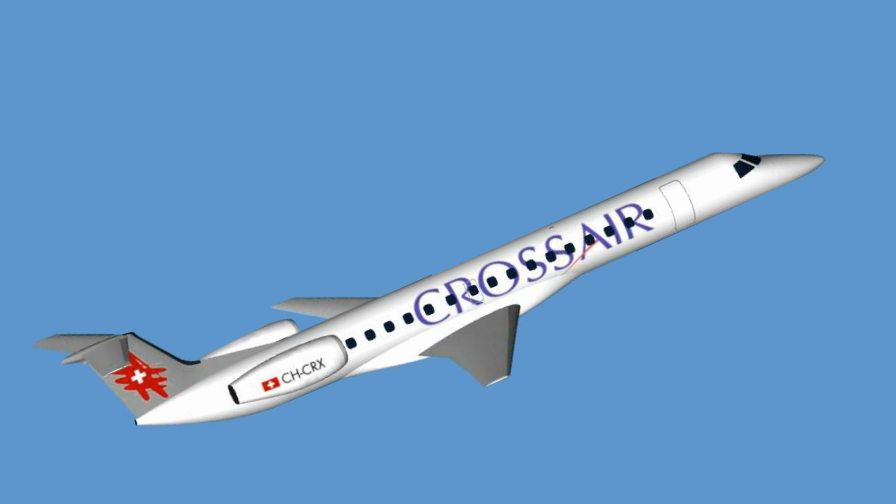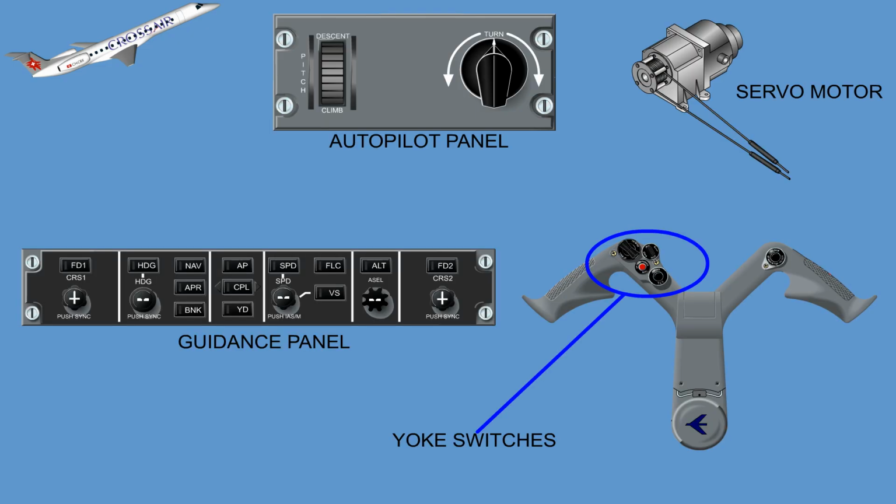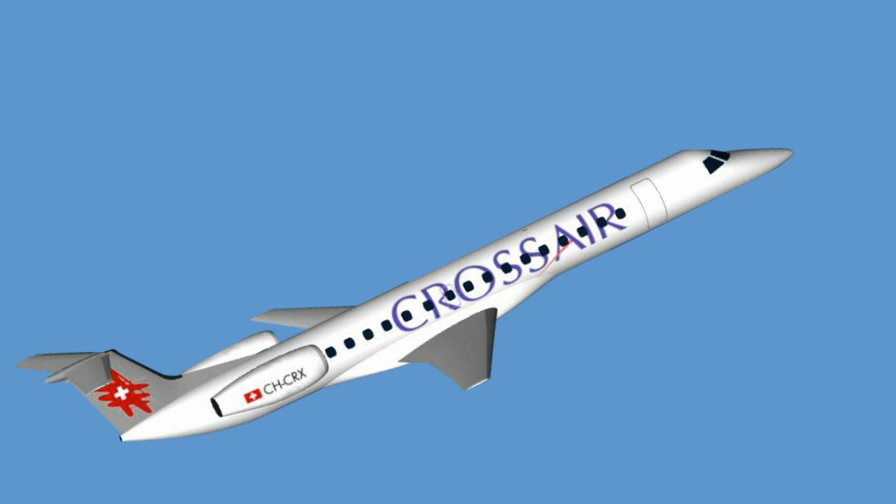The Embraer 145 is equipped with a fully integrated 3-axis Autoflight system. The Autoflight system is divided into two subsystems, the Autopilot system and the Flight Guidance System. The Autoflight system on the Embraer 145 consists of 2 Flight Director modules and 1 Autopilot module.